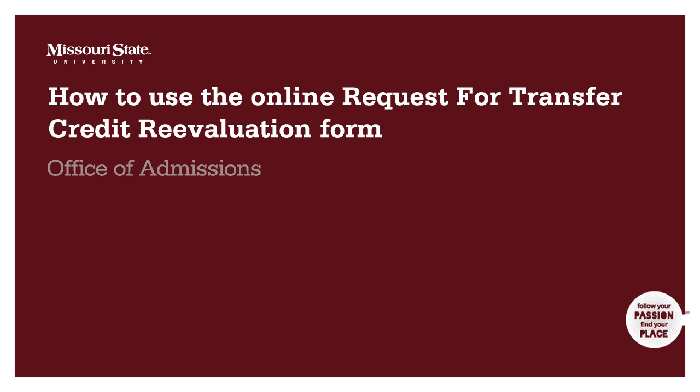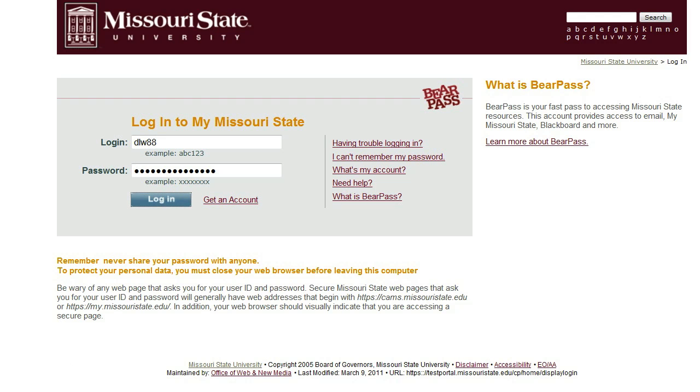This demonstration will show you how to use the new online request for transfer credit reevaluation form. Step 1 is to meet with your academic advisor. You must have an advisor release to access this system. Step 2 is to log into your My Missouri State account.